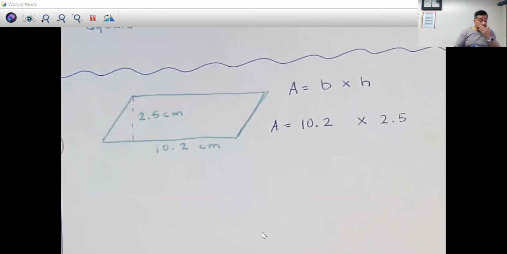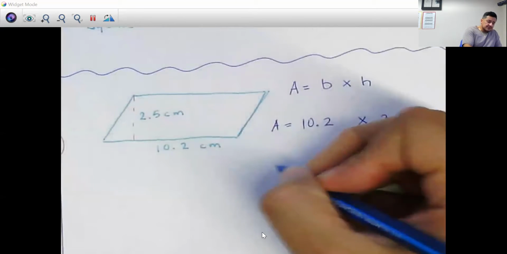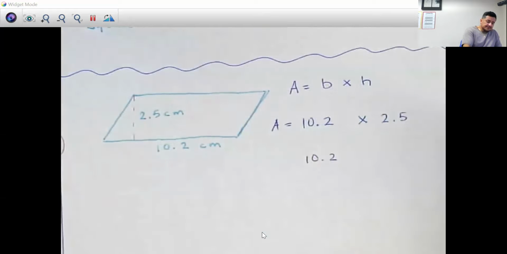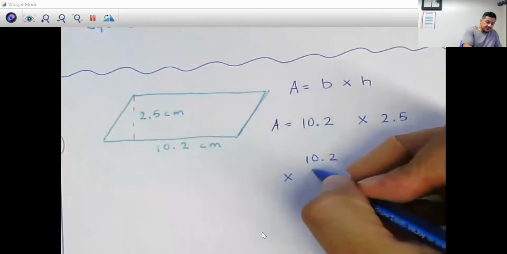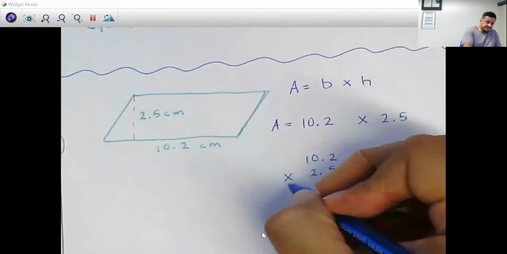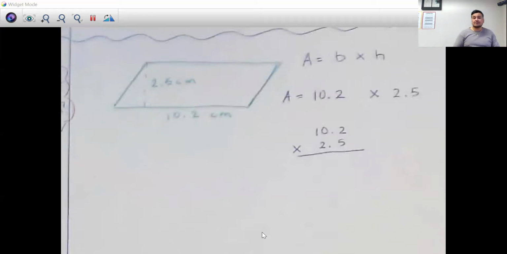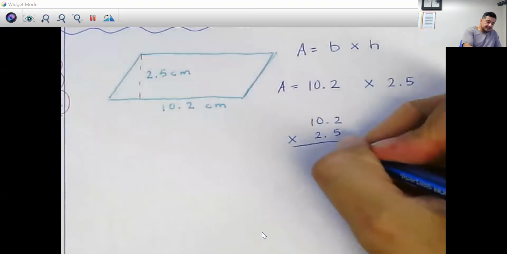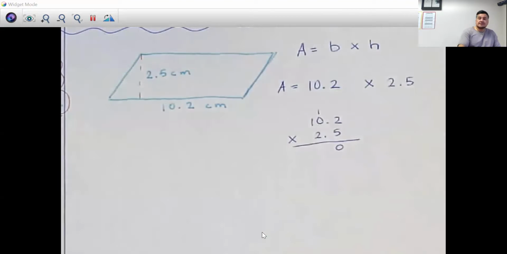Remember, for multiplication of decimals, we do not need to align the decimals, okay? We don't need to, but in this case, it's gonna be coincidental that they do, all right? So we're gonna take 10.2 times 2.5, and we start our multiplication algorithm, right? So we do 5 times 2, which is 10. I'm going to carry the 1, okay?